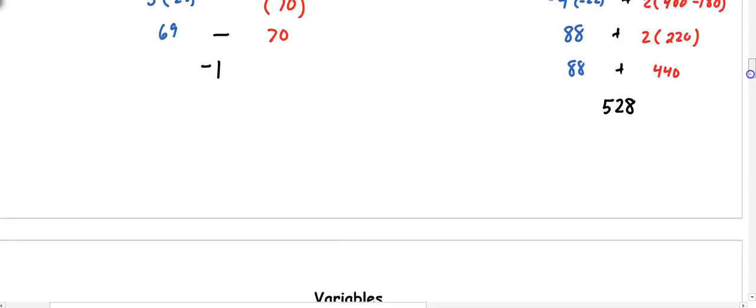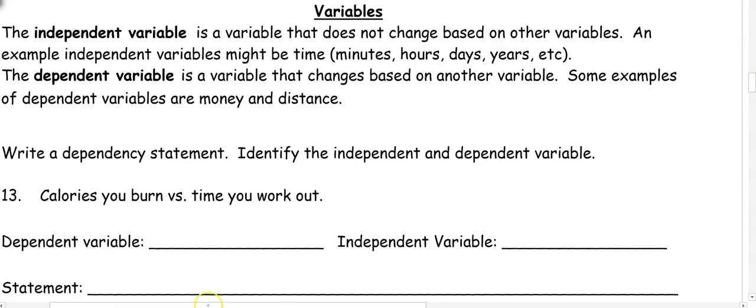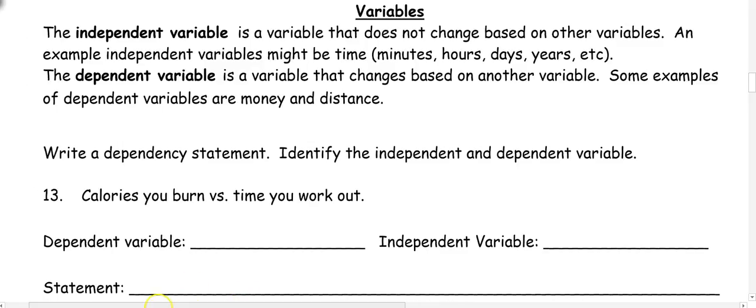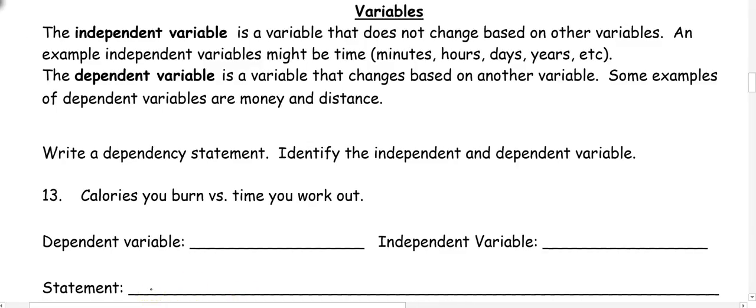The other thing that we're going to look at is variables. So remember that there's two variables that are important in this class. Independent variables, which is a variable that does not change based on other variables. So some examples of an independent variable might be time. So minutes, hours, days, years. We can't affect time that's happening. The dependent variable is the variable that changes based on others. Some examples of common dependent variables are money and distance.